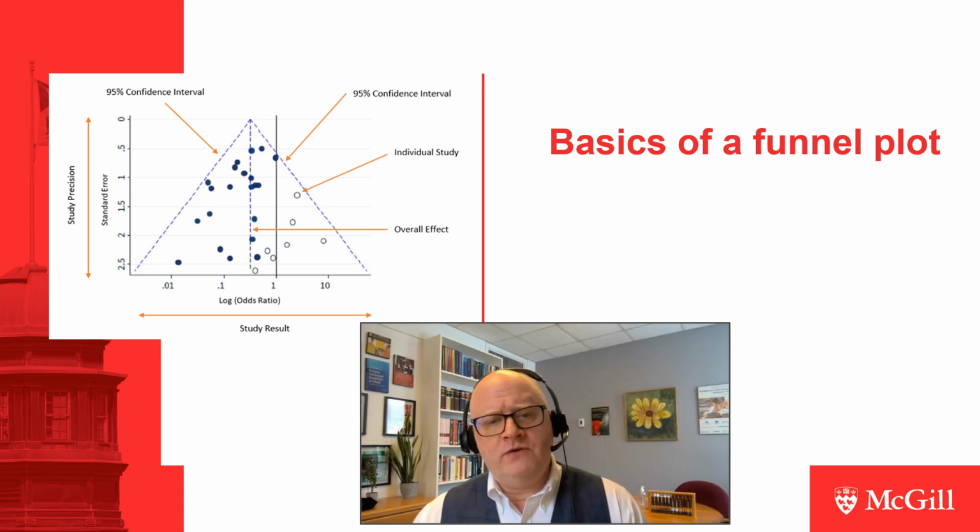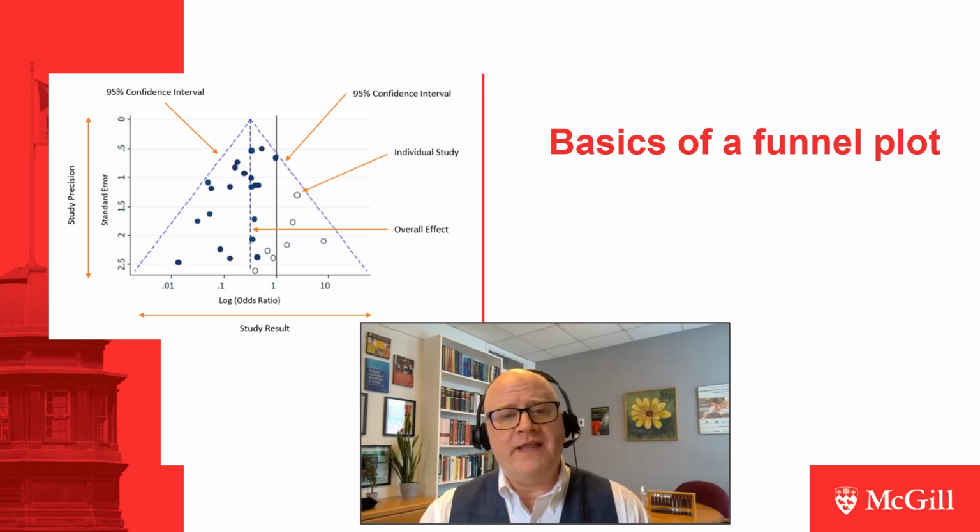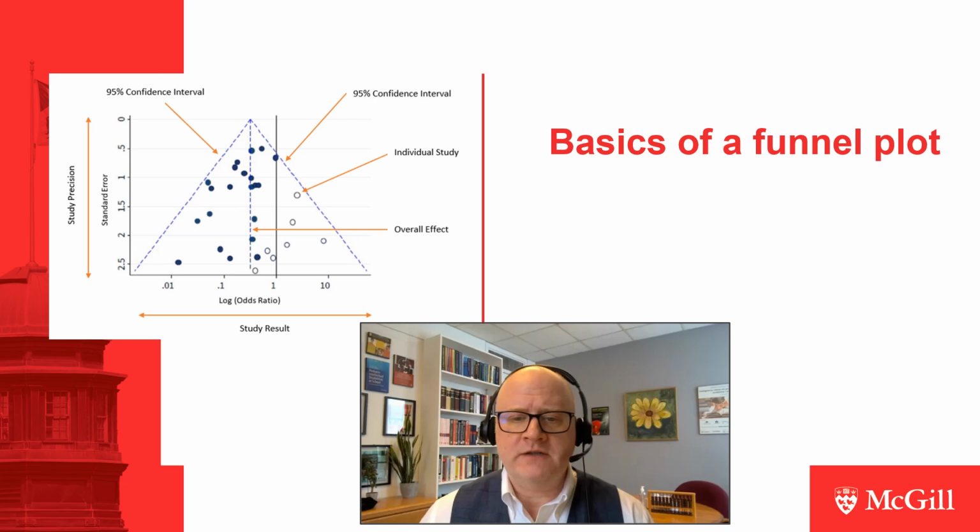If you have a good field of study without publication bias, what tends to happen is things fall generally in this triangle, with a few studies at the top and more studies near the bottom. That is a common way that these things will work.